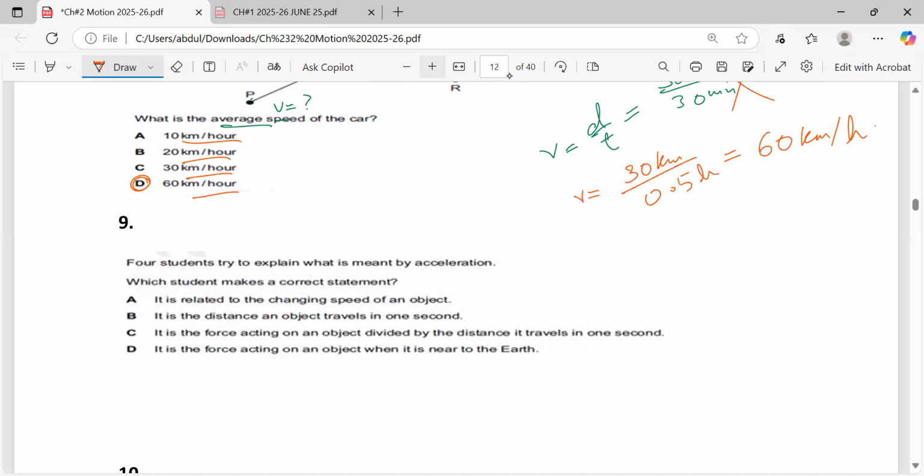Student A, it is related to changing speed of an object. Student B, it is the distance an object travels in 1 second. Student C, it is the force acting on an object divided by the distance it travels in 1 second. D, it is the force acting on an object when it is near to the earth. So one answer is there. Let me check what is that response.